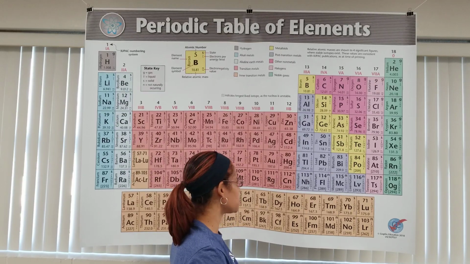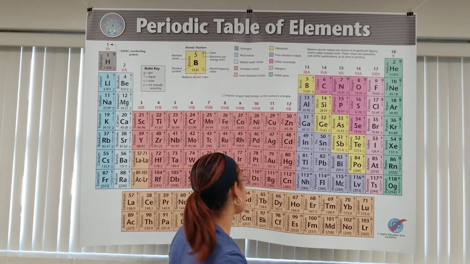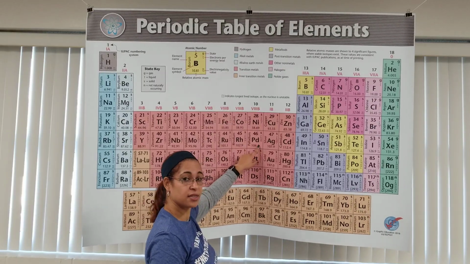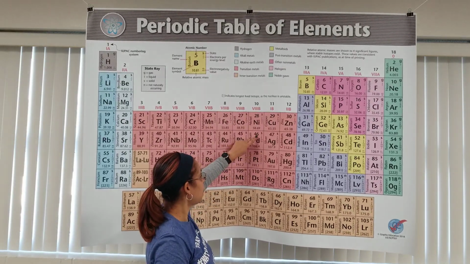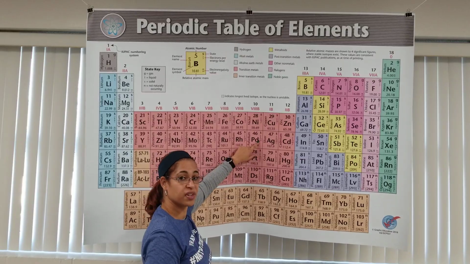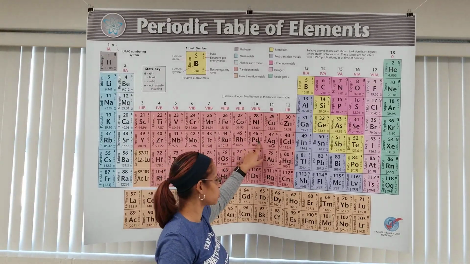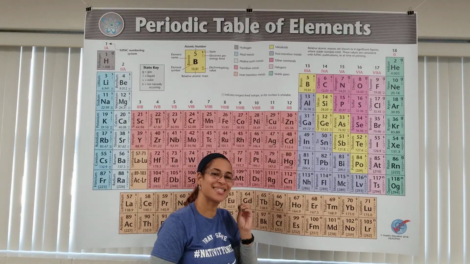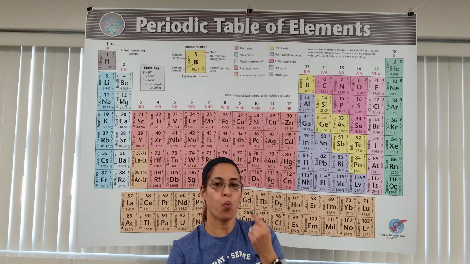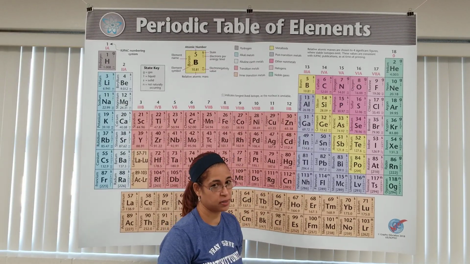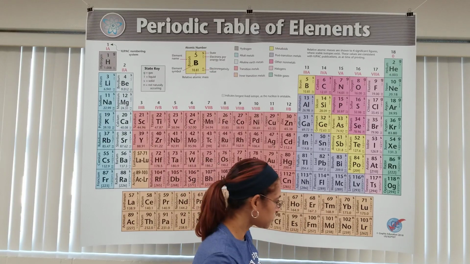Okay, with the exception of one element on the periodic table, palladium, which gets rid of its last shell and gives that electron to the previous shell. It drops in energy level. It has 18 electrons in its outer shell. Every single element has between 1 and 8 electrons in its outer shell.